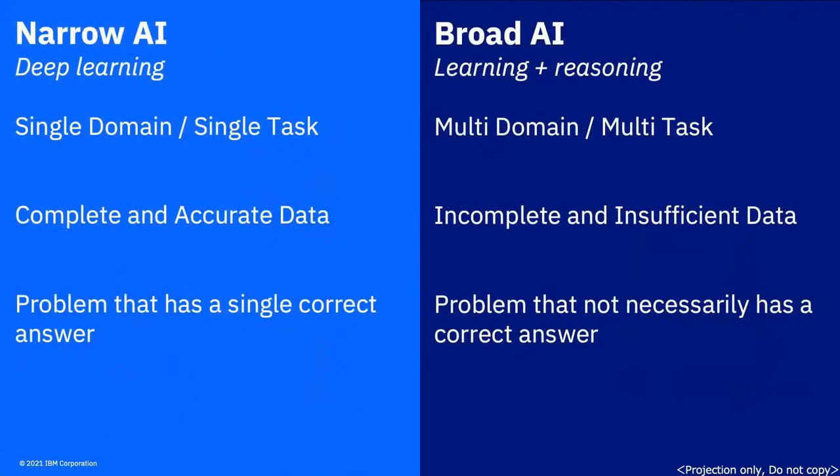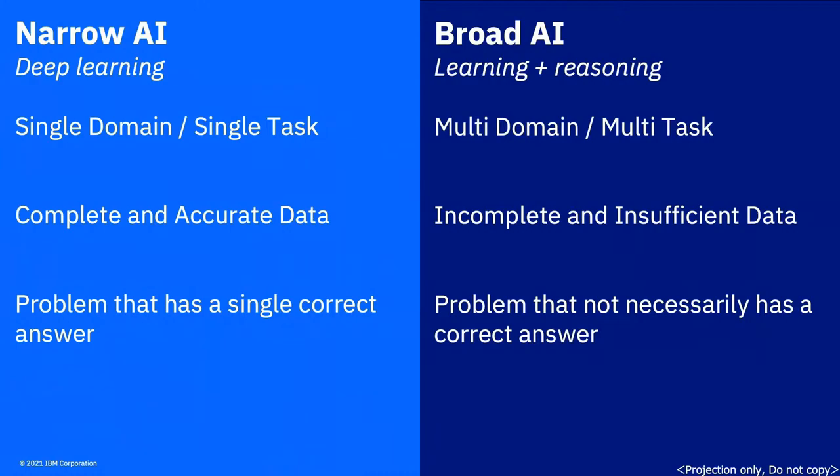One area is the software and algorithm side. We developed the AI called Watson, and it showed the world what AI and computer artificial intelligence could do in the Jeopardy quiz show in 2011. And later, you've seen the advancement of artificial intelligence in many areas, including machine translation, visual recognition, and more. But all of that is actually still focused on so-called narrow AI, which is single domain, single task. A complete and accurate data set is required for the heavy training. And the only problems we can address are those that have a single, accurate, correct answer.